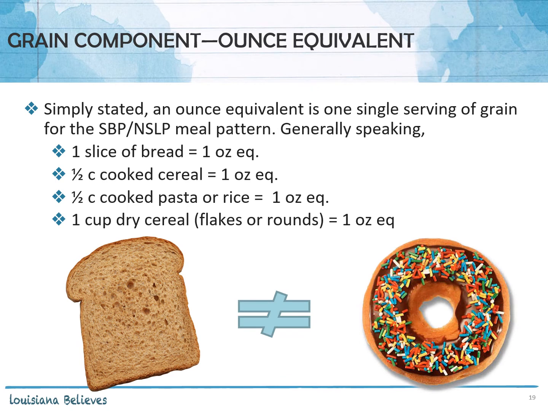An ounce equivalent is one single serving of a grain for the school breakfast program and National School Lunch Program meal patterns. One important factor to remember is that all grain servings by weight do not credit in the same way. For example, it takes more weight for a cinnamon roll to credit as an ounce equivalent than it does for a slice of bread or a bagel.